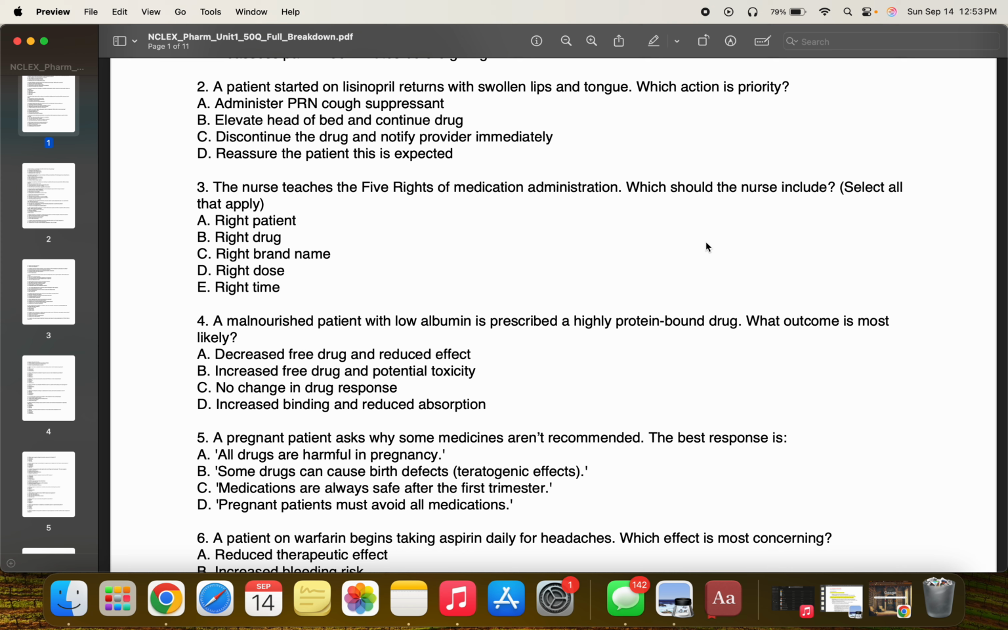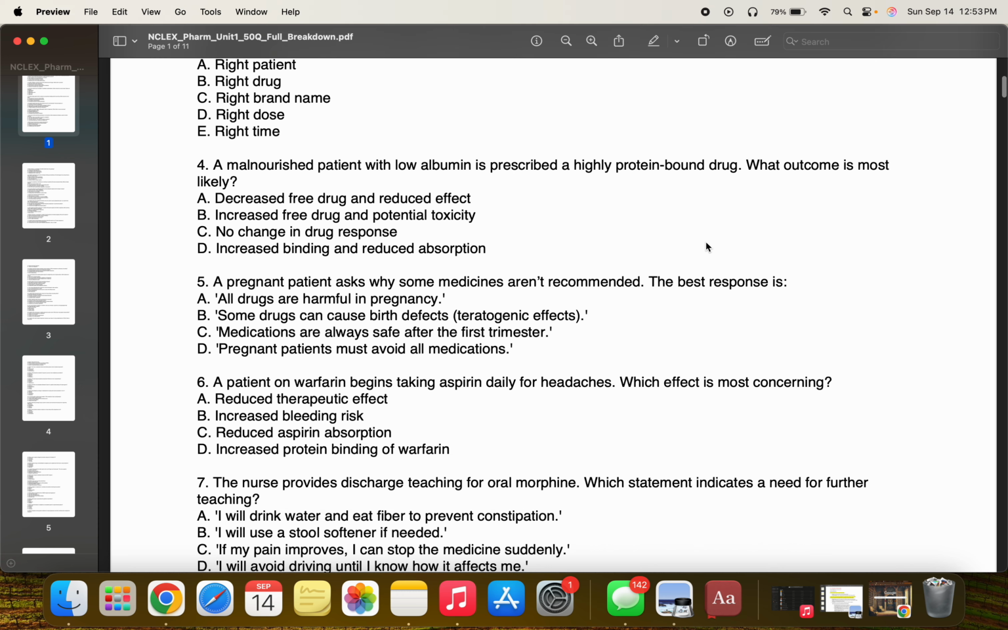It's B, increased free drug and potential toxicity, because you have low albumin, and the drug and protein are going to fight each other, and it goes into your plasma, and you might die or might get sick.